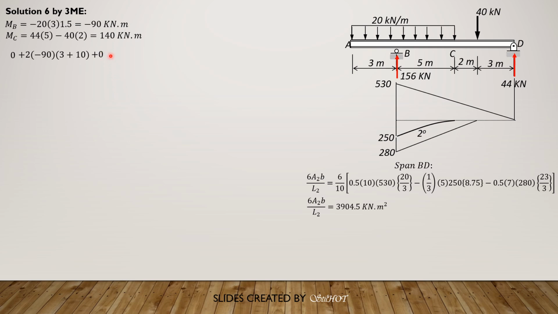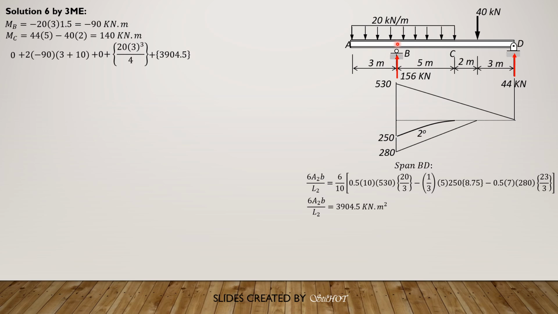So plus 6A1A over L1, for span AB is 20 times 3 cube over 4. That's the formula. For 6A2B over L2, this is the value, plus 3,904.5, then equals 6EI times quantity HA over 3.